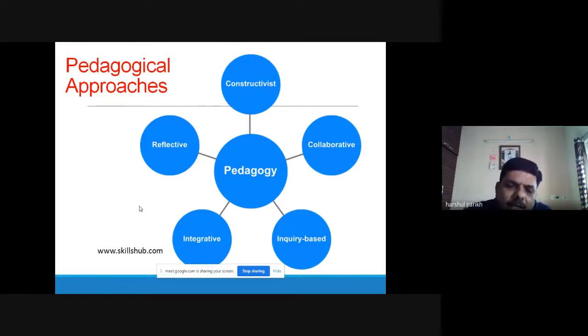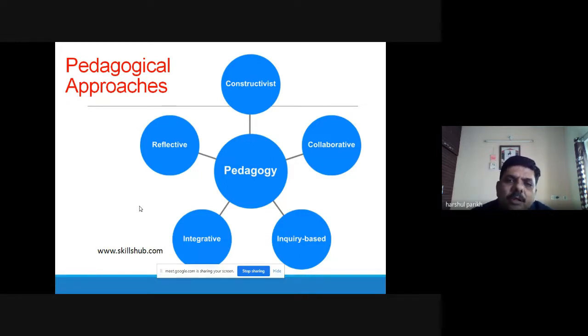There are basically five pedagogical approaches. One is constructive, second is collaborative, third is inquiry based, fourth is integrative, and fifth is reflective. All these five different kinds of pedagogy are combined to achieve the academic goal.